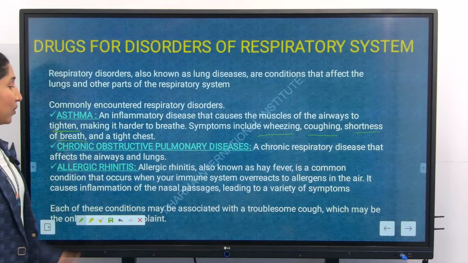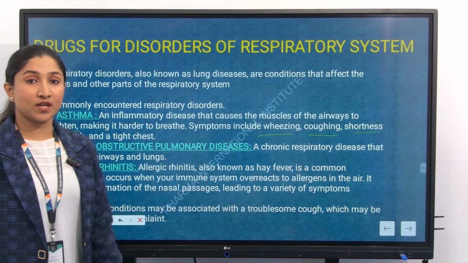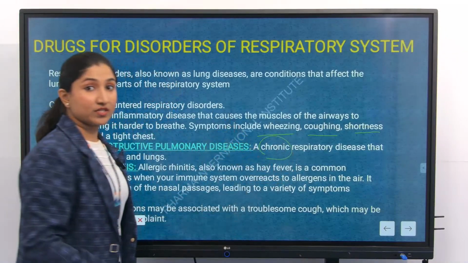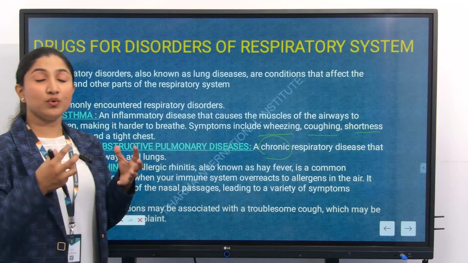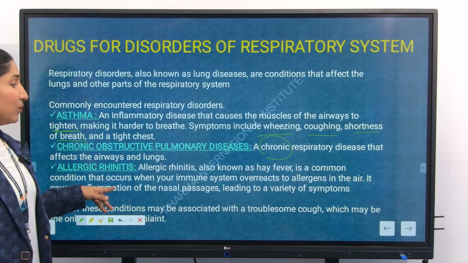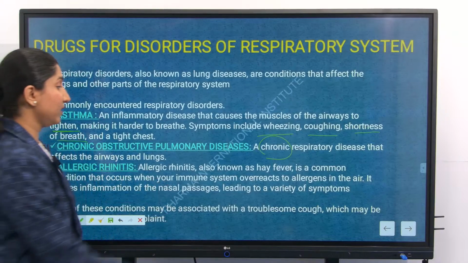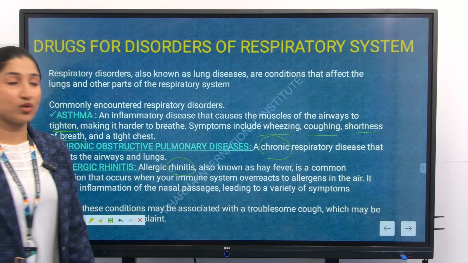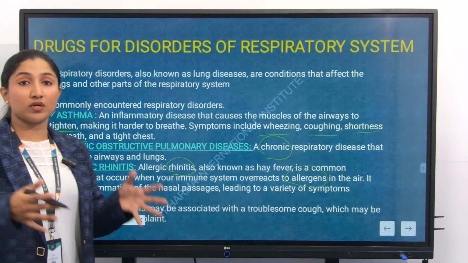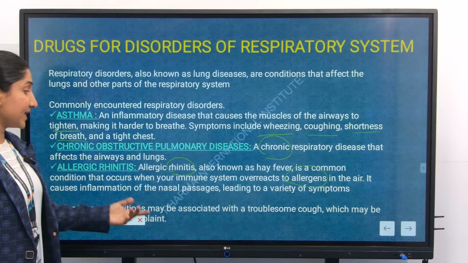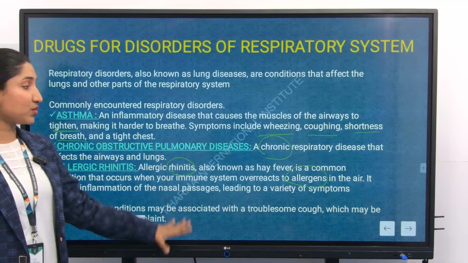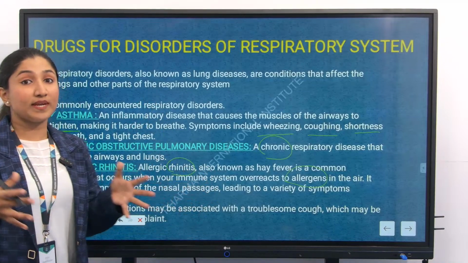Now what is chronic obstructive pulmonary disease, or COPD? COPD is basically a chronic, irreversible, progressive disease that causes airway obstruction, preventing us from breathing properly. What about allergic rhinitis? It is rhinitis that is triggered because of an allergen. We have various symptoms that occur along with allergic rhinitis, like sneezing, increased flow of water through the nose, etc. So these are the common types of respiratory diseases that commonly affect humans.